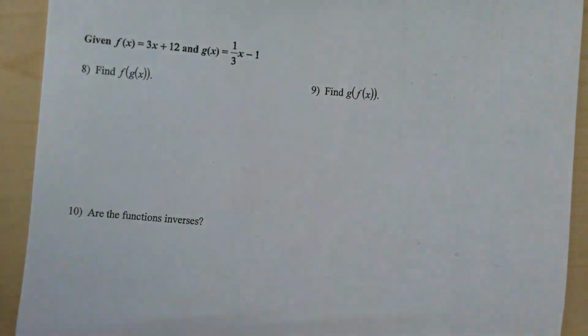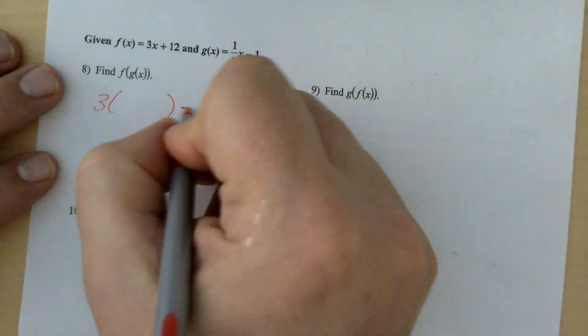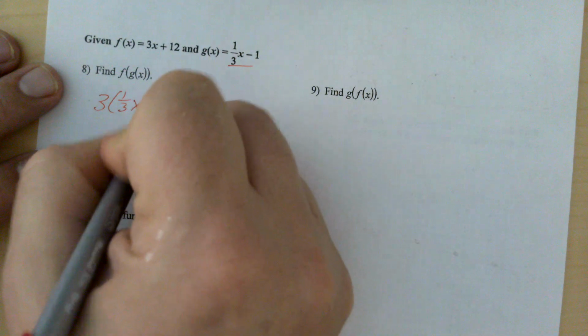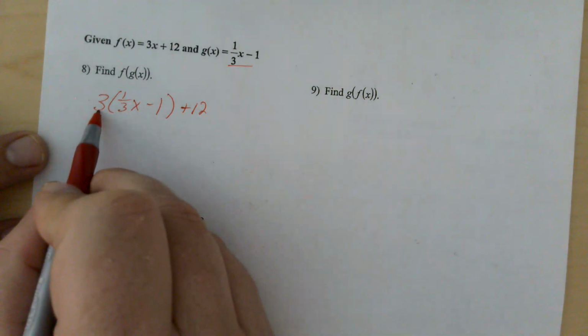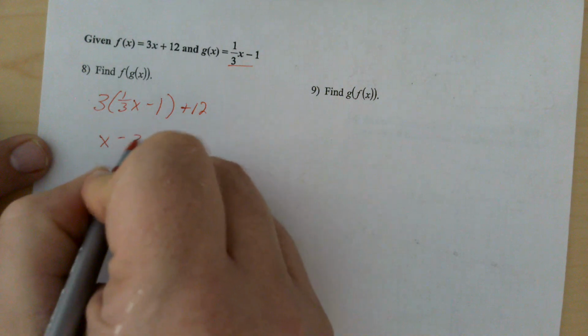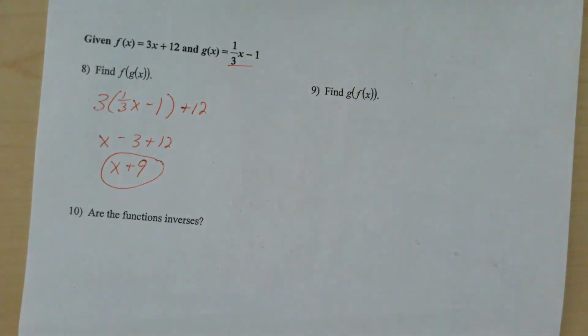Okay? This last problem, we do the same thing. I'm going to take my f rule, which is 3 times something plus 12, and I'm going to replace it with 1/3 x minus 1. Okay, we'll clean this up and see what happens. So 3 times 1/3 is just a 1, so we're left with 1x. But notice we're going to have a -3 plus 12. So this comes out to x plus 9, which tells me these are not going to be inverse functions of each other. So the fact that I got an x plus 9, I can answer this question right away.